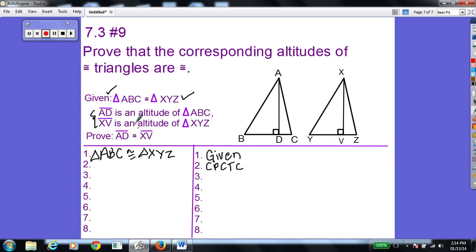So what we're going to do is look at our altitudes, and look at our congruent triangles, and see if we can figure out a path or a plan. So let's go ahead and look at triangle ABD and triangle XYV. When we're looking at those two triangles, the altitudes are sides of those two triangles. I'm looking at the information out of triangle ABC and XYZ that are congruent, that by CPCTC would help me prove sides and angles. So I think I probably could go ahead and state through CPCTC that AB is congruent to XY, and that would give me a pair of sides.